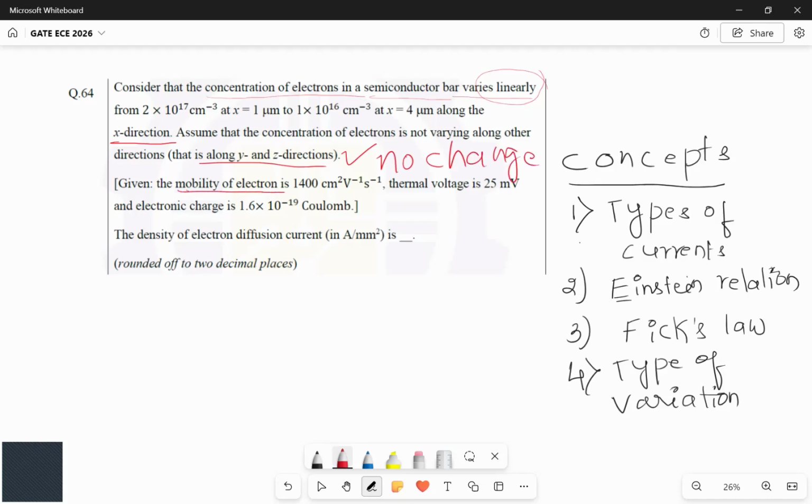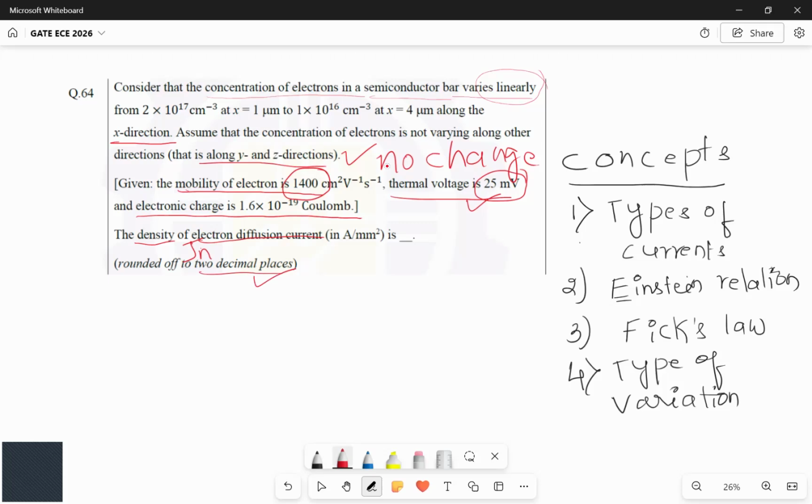Then they have given the mobility of electrons, that is 1400 centimeter square per volt per second, and the thermal voltage is 25 millivolt. We all know the electronic charge, that is 1.6 into 10 raised to minus 19 coulomb. What they are asking is the density, that is J, of electron diffusion current, not holes. So this is Jn. For holes it will be Jp. And they're asking to round to 2 decimal places.